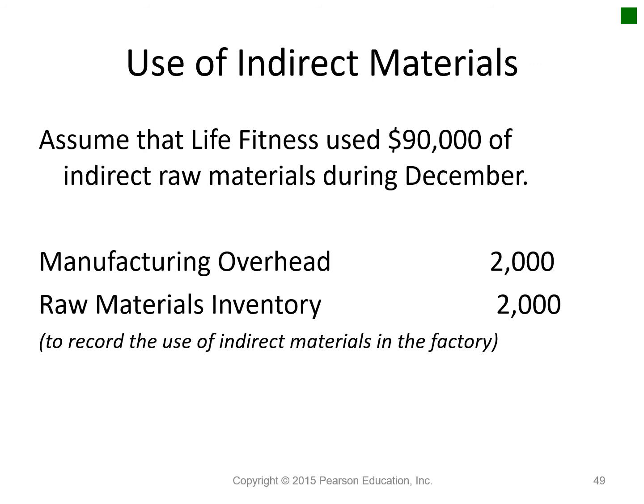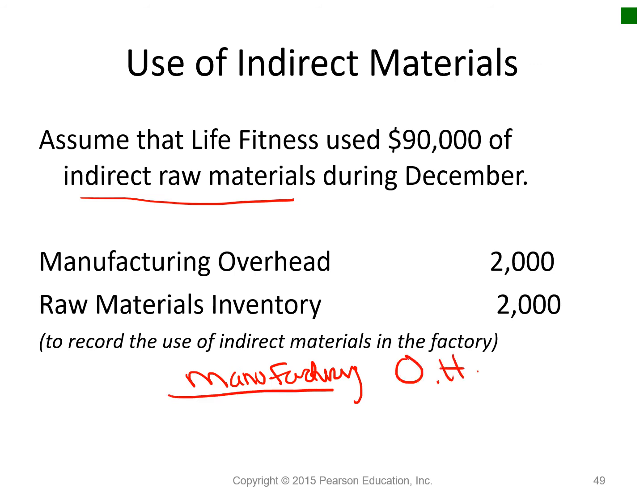Notice in this one it says that they have $90,000 of indirect raw materials. Now notice the indirect raw materials go to an inventory account called manufacturing overhead. So I'm going to draw this as the T account, and I'm going to put on the debit side, I'm going to put actual, and on the credit side, I'm going to put allocated overhead. So use this as a template as we go through these.